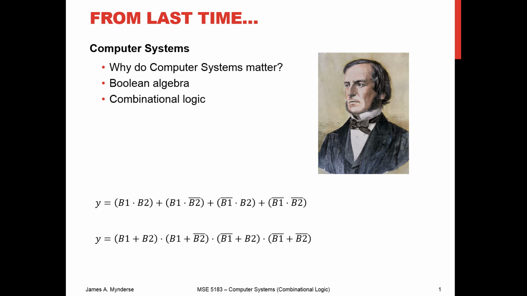So let's pick up again with computer systems. Last time we talked about why computer systems matter. We talked about George Boole and Boolean algebra, and we ran through sum of products and product of sums as two different ways to systematically represent a particular logical behavior with a Boolean algebra equation.